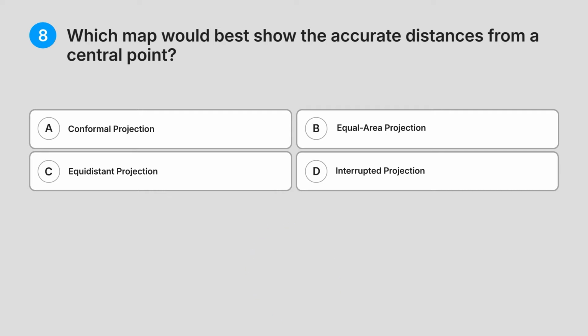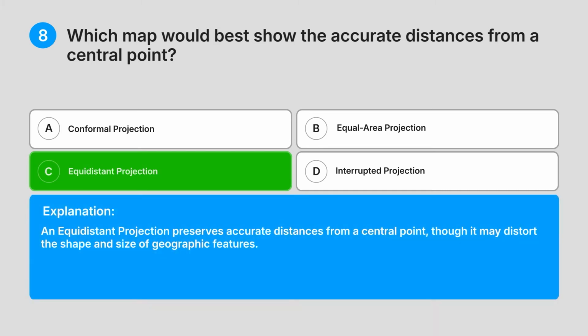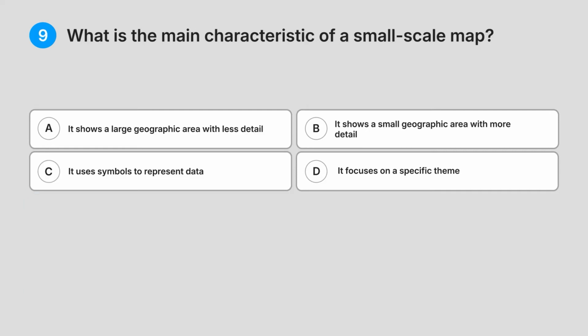Correct answer. C. Equidistant projection. Explanation. An equidistant projection preserves accurate distances from a central point, though it may distort the shape and size of geographic features.